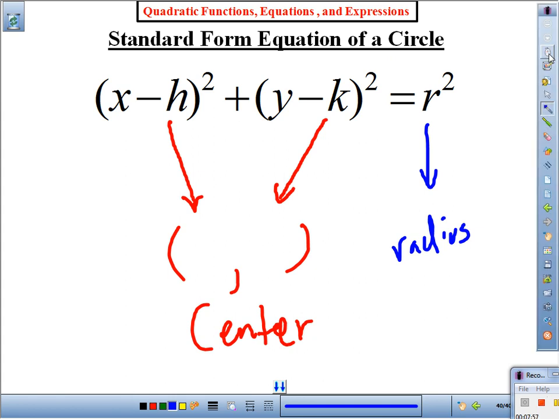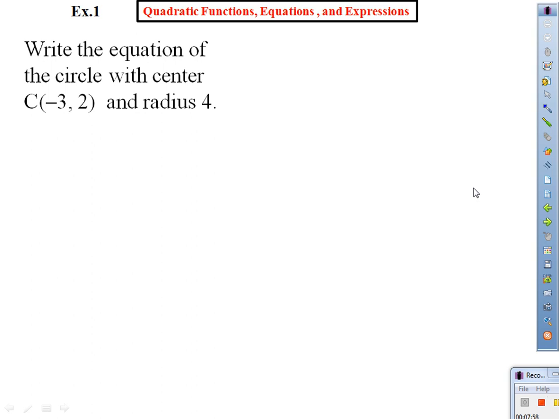All right. Copy example 1. Write the equation of the circle with center -3, 2, and radius 4. Just copy it, and I'm going to go over the process with color and everything, so make sure you have your pens ready. Instructions, only the first time. Copy that, please. Writing utensils down, look up to the screen. Here we go. You'll copy at the end.